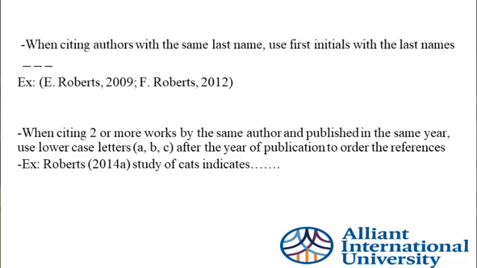If you're citing two or more works by the same author and published in the same year, use the lowercase letters a, b, and c after the year of publication to order the references. So if you were to put Roberts, parentheses, 2014a, study of cats indicates, that would indicate that you're talking about the first study that was listed. If there are three, for example a, b, and c, he has three different articles out and you're using all three in your study, have them in chronological order and be sure that you indicate which article you're talking about.